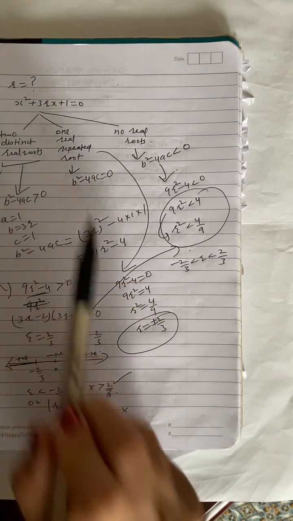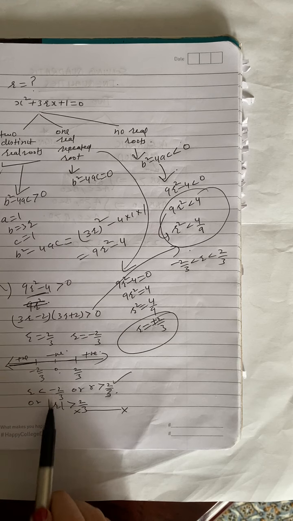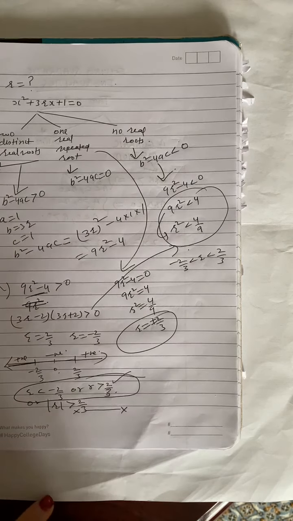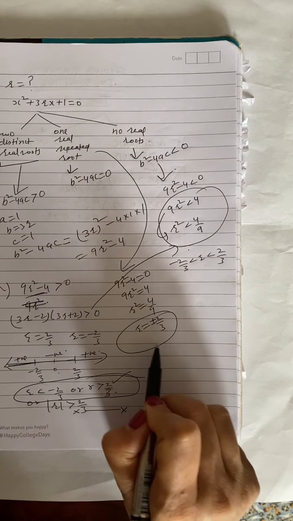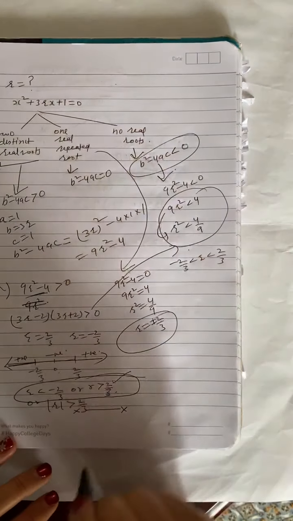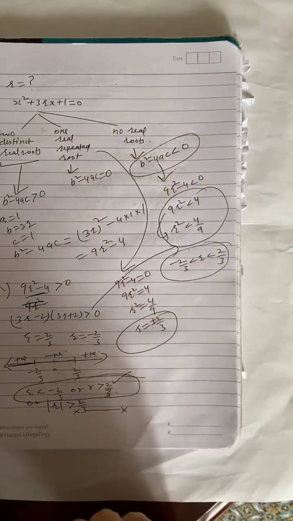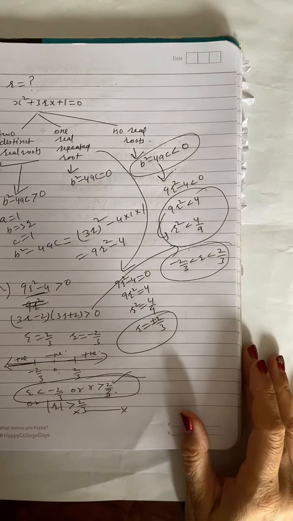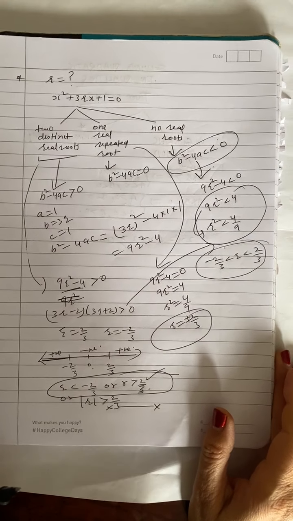When you have two distinct real roots, then r is less than -2/3 or r is greater than 2/3. When it has one repeated root, r is plus minus 2/3. When this is less than 0, then r is between -2/3 and 2/3. That's it for this lesson.